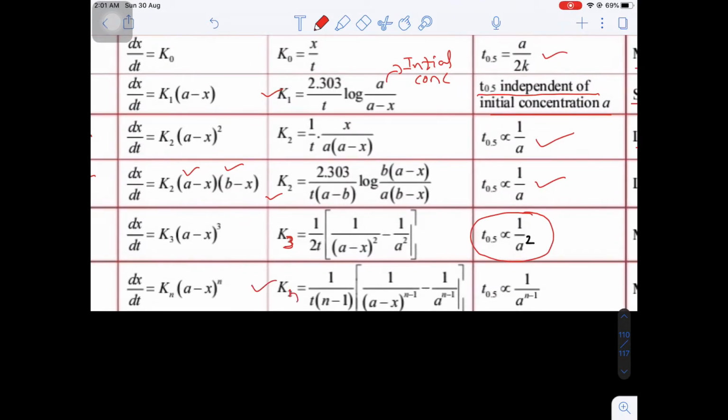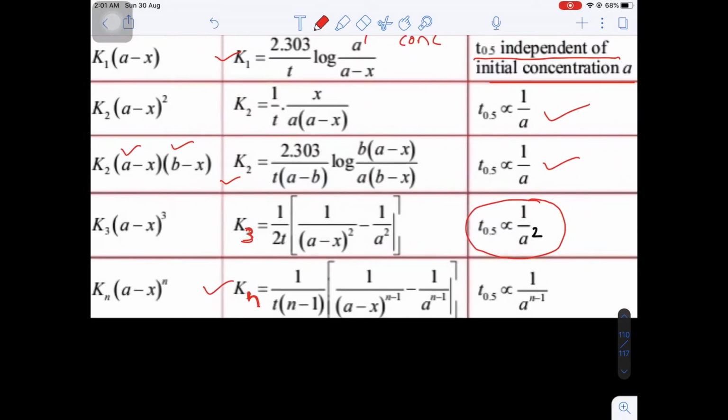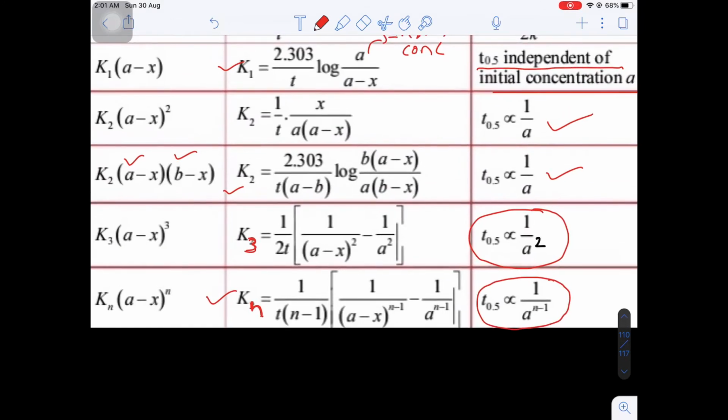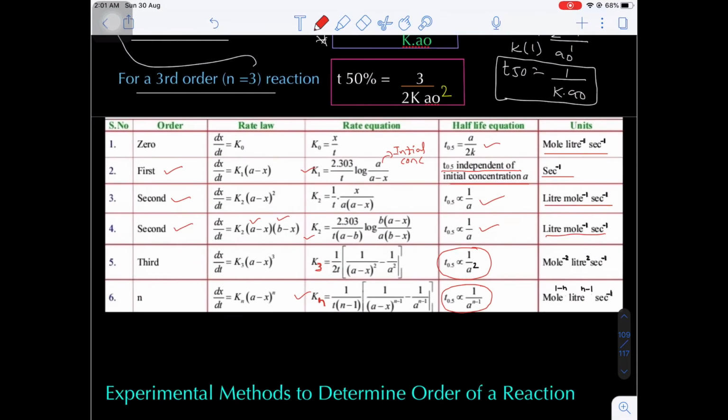Here I am writing Kn, the nth order kinetics rate constant expression, which is equal to 1 by t into (n minus 1) into [1 by (a naught minus x) to the power n minus 1, minus 1 by a to the power n minus 1]. And half life is inversely proportional to initial concentration to the power n minus 1.